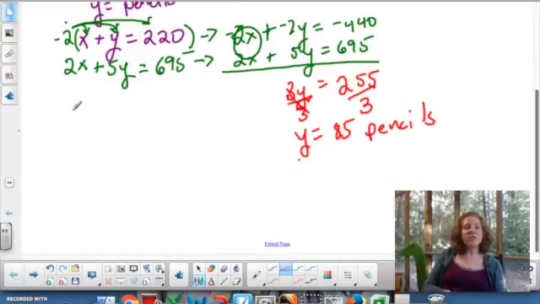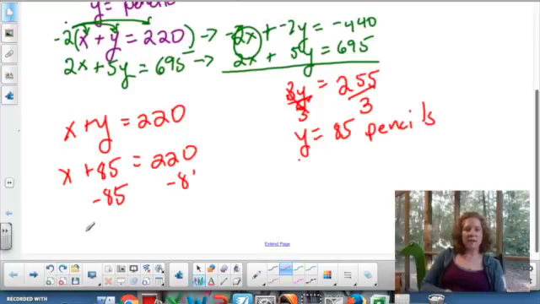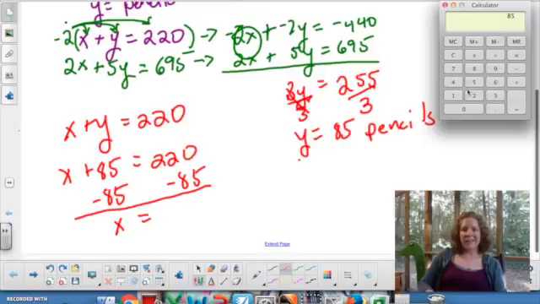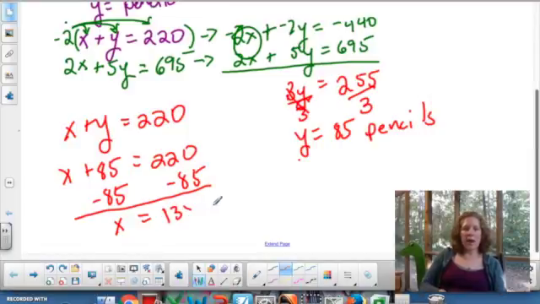Now to figure out how many erasers we sold, I'm going to go back into the simpler of my two equations, which was, in my opinion, this x plus y equals 220. I'm going to plug in the fact that I now know that she sold 85 pencils. So x plus 85 equals 220. And then I can solve that by subtracting 85 from both sides, which leaves me with x equals 220 minus 85. Again, you can put it in the calculator or you can just do it by hand or with mental math. But it ends up being 135 packages of erasers.